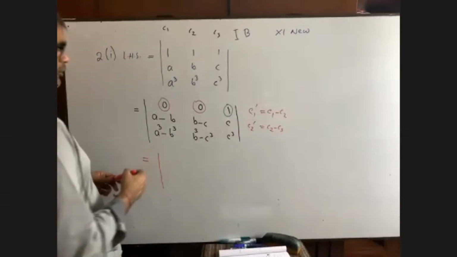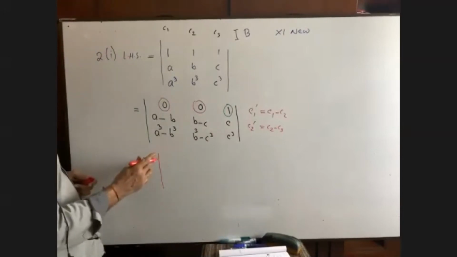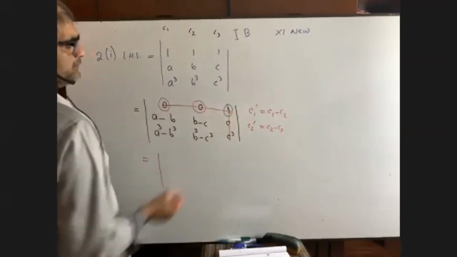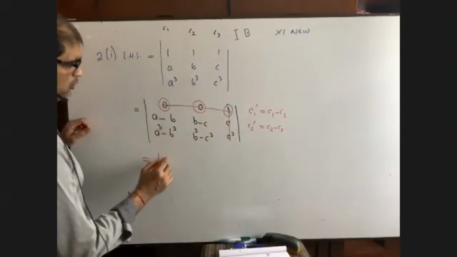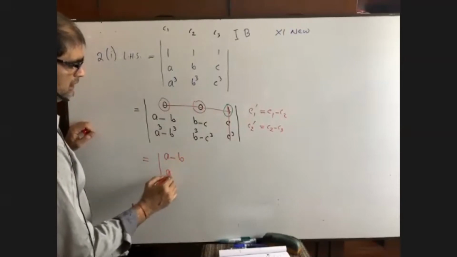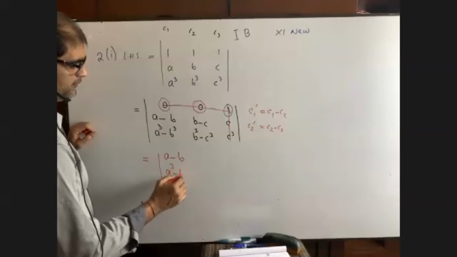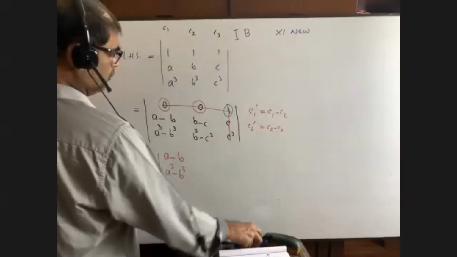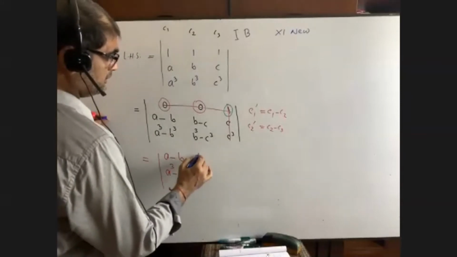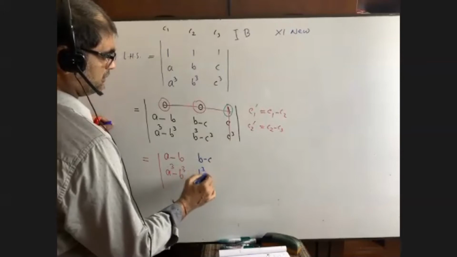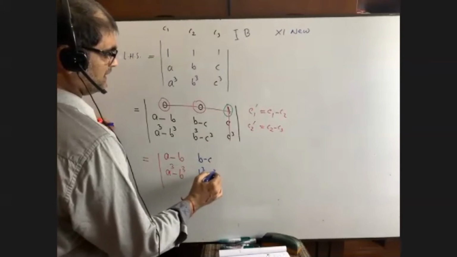So I'm going to take this one. This and this will be omitted, so we are left with this. And here we are getting B minus C and B cube minus C cube. Now you see your math has been very easy.